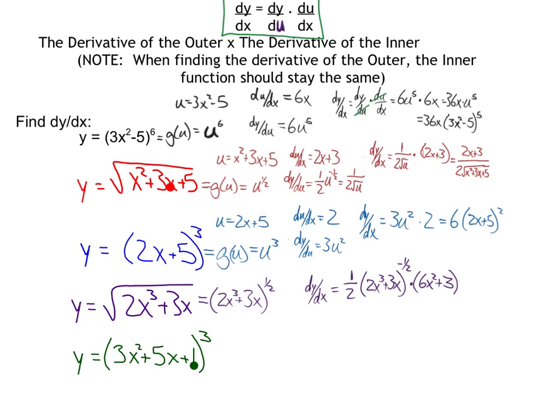Now, this we would simplify. Again, don't leave negative exponents. I don't care if you change it to a radical or leave it as a fractional exponent, but don't leave negatives. So that 6x squared plus 3 is on our numerator, and that's going to be over 2 radical 2x cubed plus 3x. And that's our derivative.